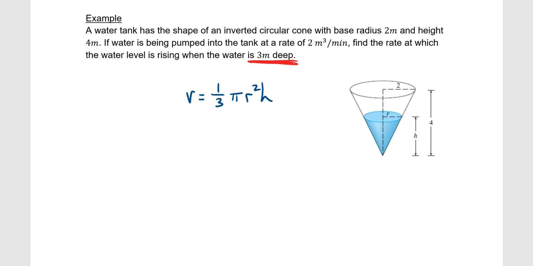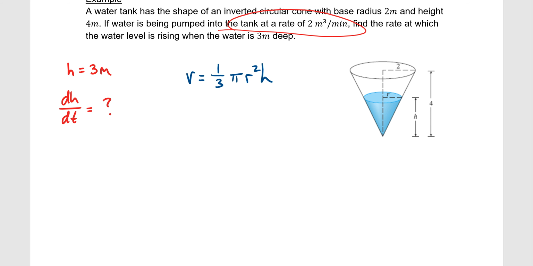We're trying to find the rate at which the water level is rising when the water is 3 meters deep. So that's actually the height that we're using. The height is 3 meters. And from that same sentence, we can see that we're solving for dH/dt because we're looking for the rate at which the water level is rising, rising referring to the height. The other thing that we know is that the water is being pumped into the tank at 2 cubic meters per minute. That's going to be dV/dt, 2 cubic meters per minute.